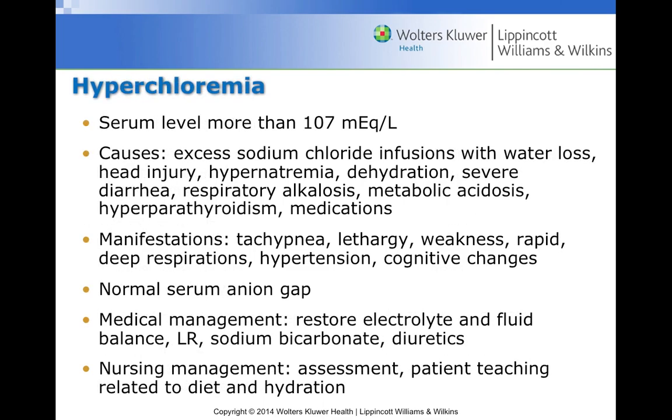And lastly, hyperchloremia, which is your excess of chloride greater than 107. With hypernatremia, bicarbonate loss and metabolic acidosis can occur with high chloride levels.